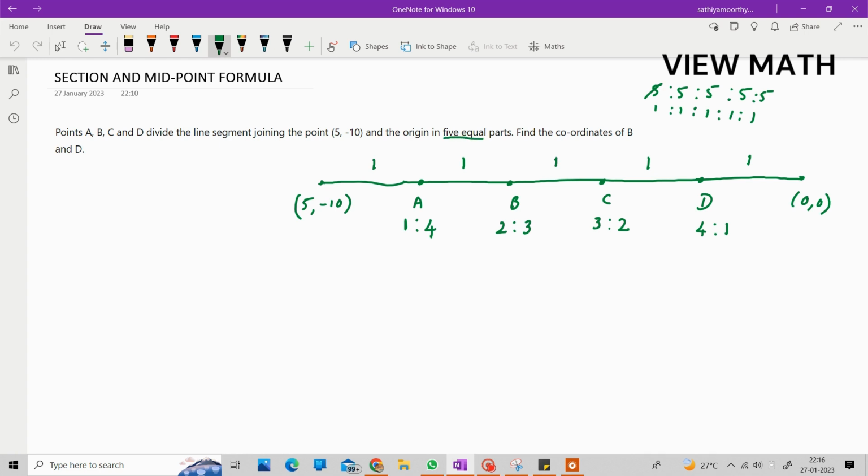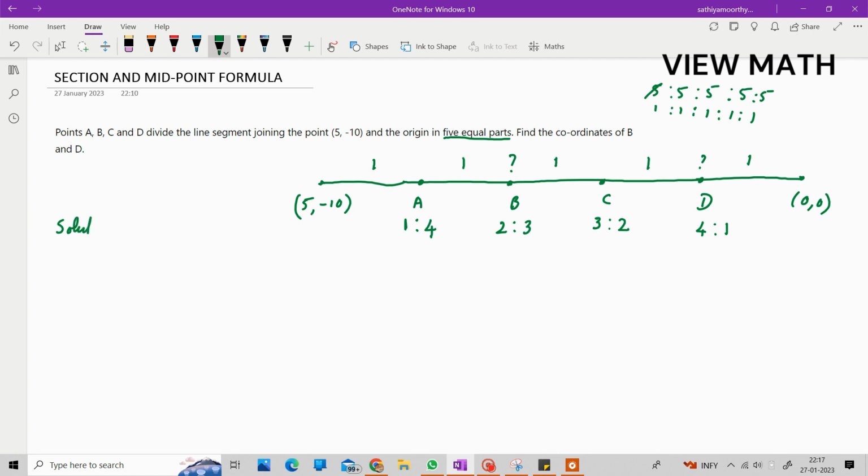If it is like this, then we can take it like this. Now we know the ratios. We know how the points A, B, C divide the line. Now what they're asking us to find is the coordinate of B and the coordinate of D. Even if they asked us to find A and C also, we could find them. But in this problem, they're asking for B and D.